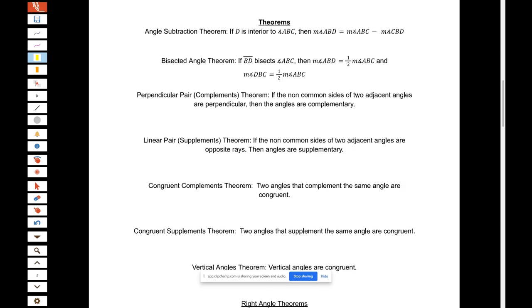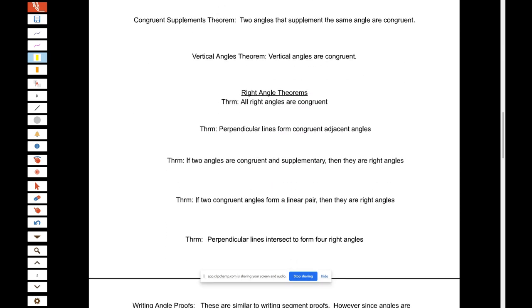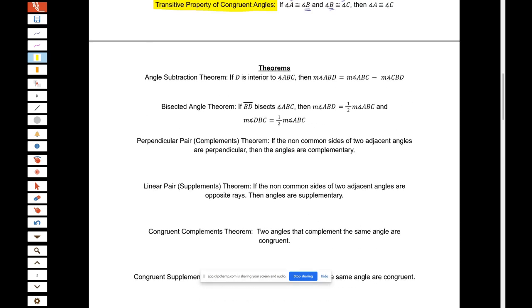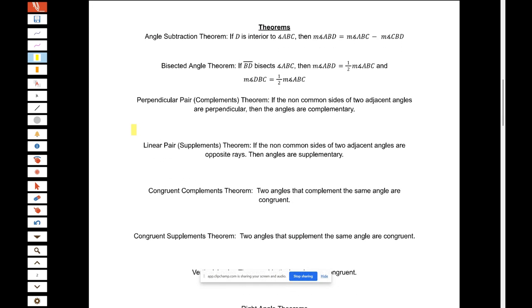Okay, the next page is where all of our theorems are, including our special right angle theorems at the bottom. Okay, angle subtraction theorem. That is just like one step above the angle addition postulate. We won't use it a whole lot, but at times you'll find that it's a time saver if you think to use it. If you don't think to use it, your proof's just going to be a tad longer. So I'm not going to highlight that one, but we are going to prove this one.